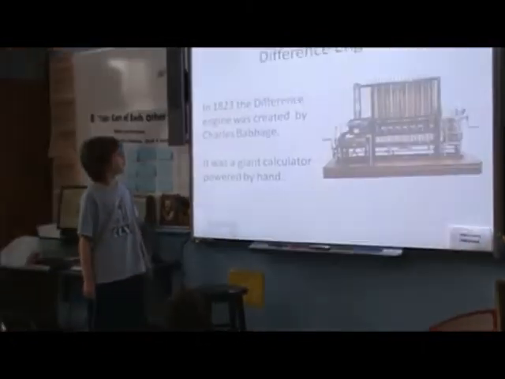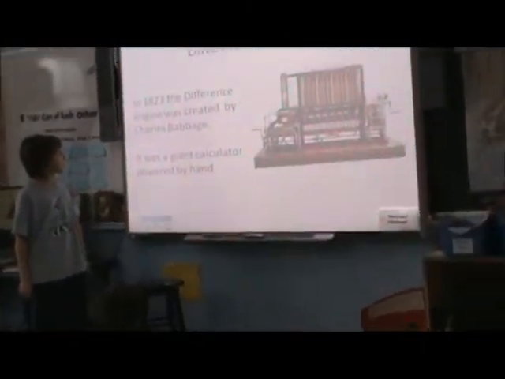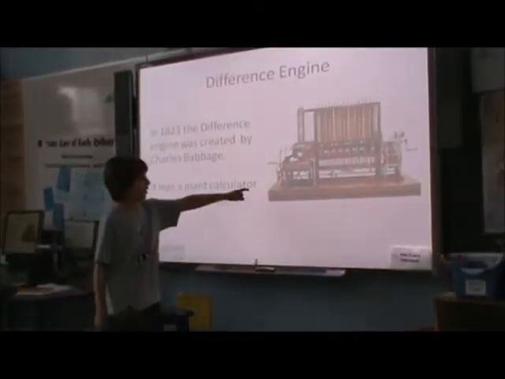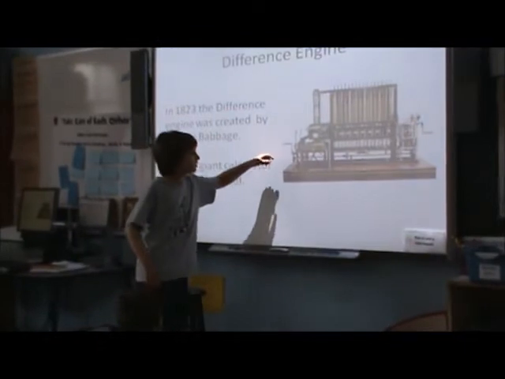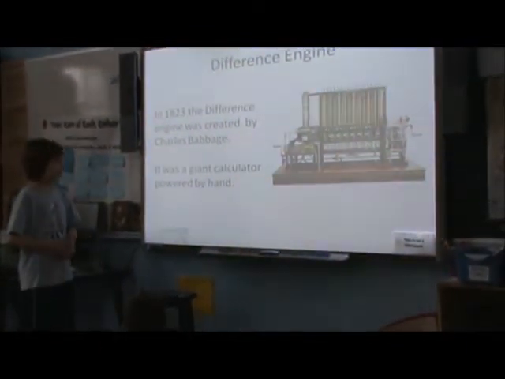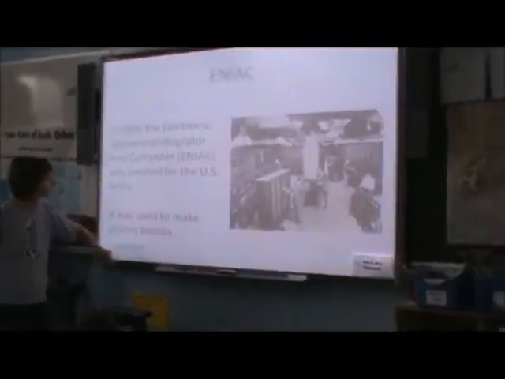In 1823, the difference engine was created by Charles Babbage. It was a giant calculator powered by hand. So here there are these things that if you turn them, they get powered, and that's how it works.